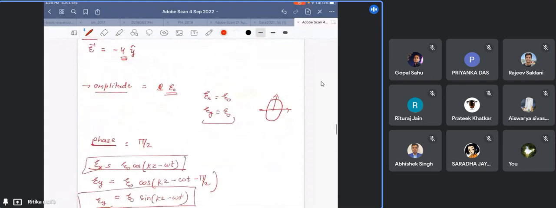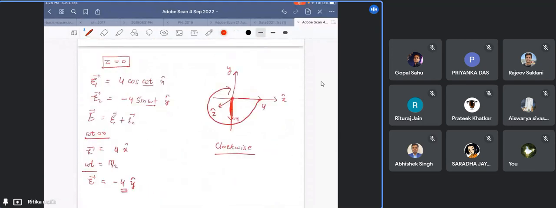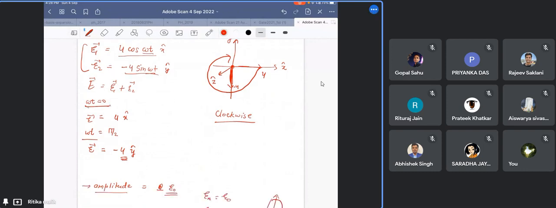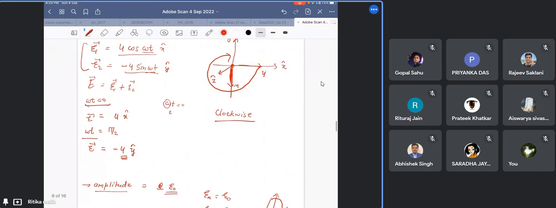And the best way to visualize circular polarization is to put z equals 0 in our equation and see how things evolve with time. I have taken omega t completely, which makes it easier. Otherwise, you have to deal with omega, which is generally not given, just to see the visualization. Because if time increases, omega t obviously increases. So with omega t equals 0, only one component exists, the cosine component, and with omega t equals pi by 2, only the sine component.